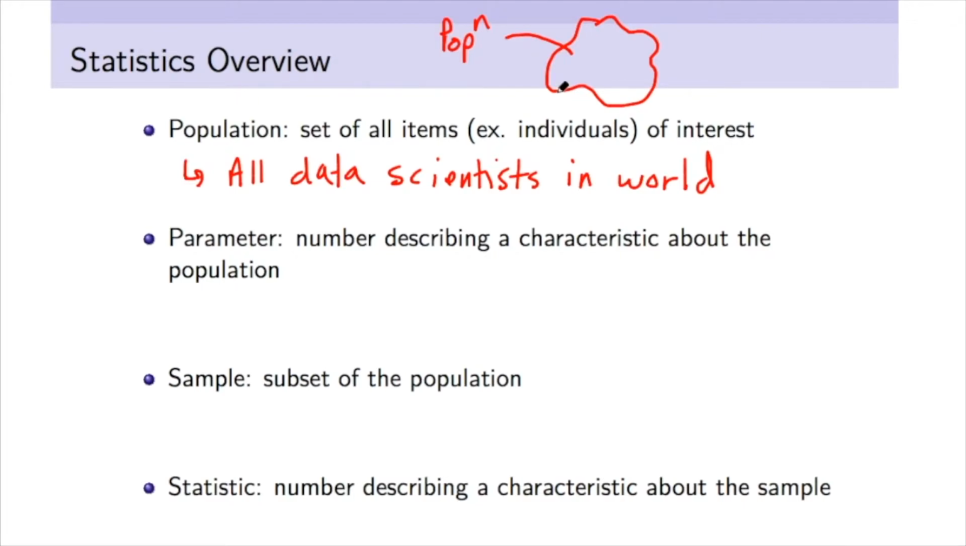Next, we have something called a parameter. A parameter is a number which describes some characteristic about the population. So recall the initial research question I had: what is the average salary of a data scientist? In that case, the parameter is the mean parameter, which is the average salary of a data scientist. Parameters are usually denoted by Greek letters. For the mean, very commonly mu denotes the mean. So in this case, mu is going to be the average salary of data scientists.